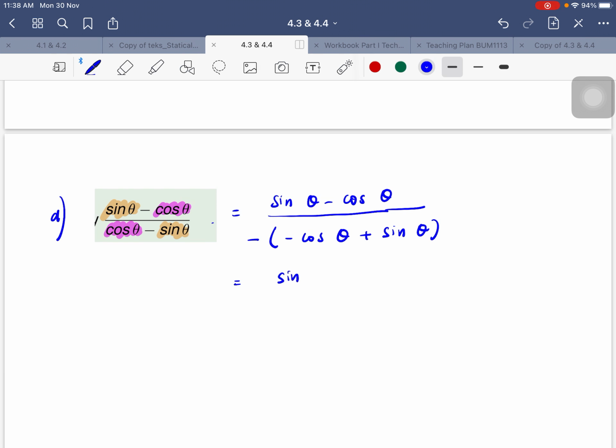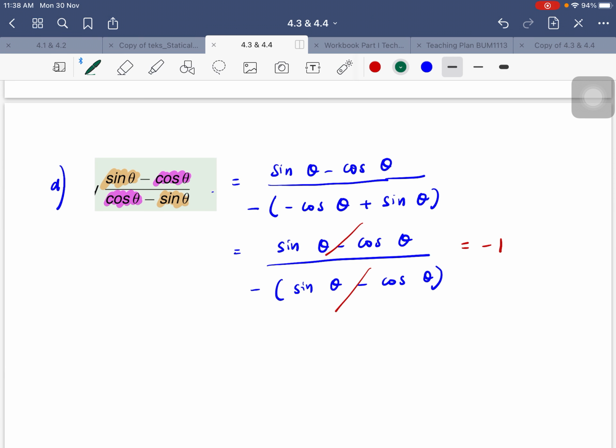I can write that this is actually equivalent to sine theta minus cos theta over negative, so I can actually interchange the position, sine theta minus cos theta. If you notice, this term at the top and this term at the bottom is actually just the same. So when I simplify, I'll end up with negative 1. So basically, sine theta minus cos theta over cos theta minus sine theta, when I simplify, is just negative 1. So that's it. That is going to be for D.